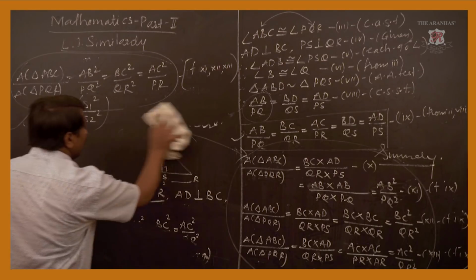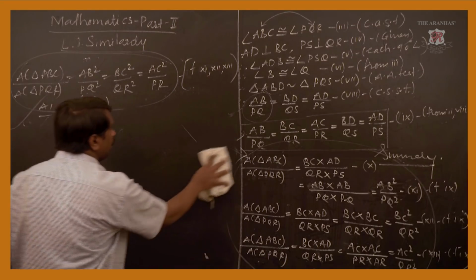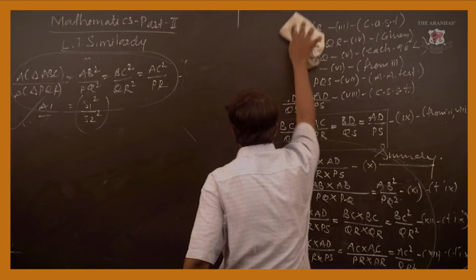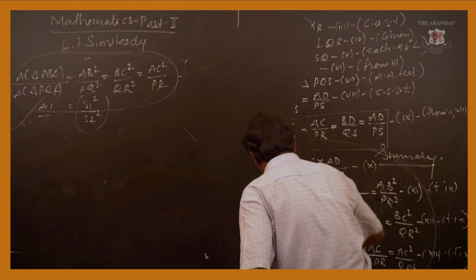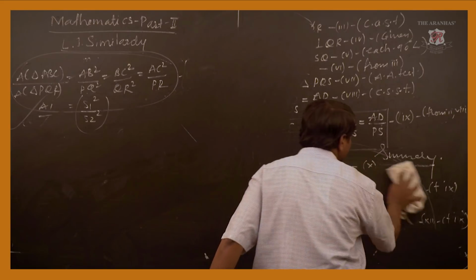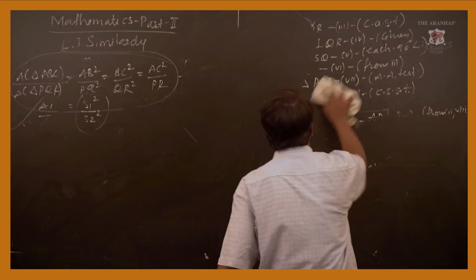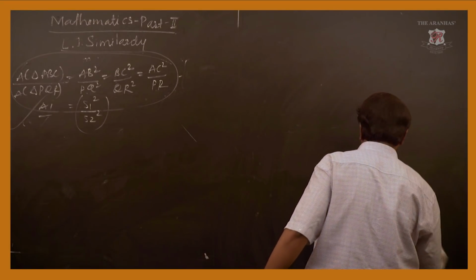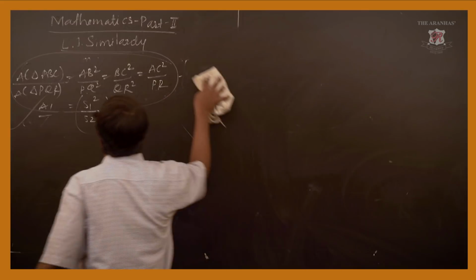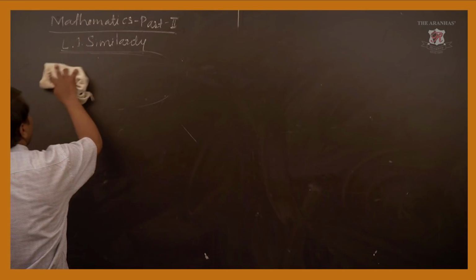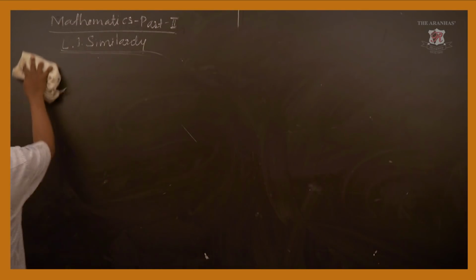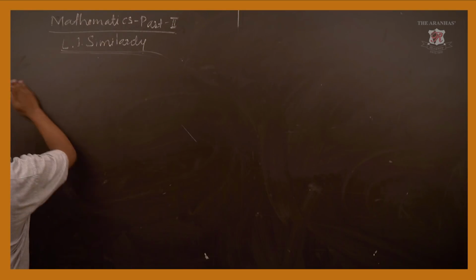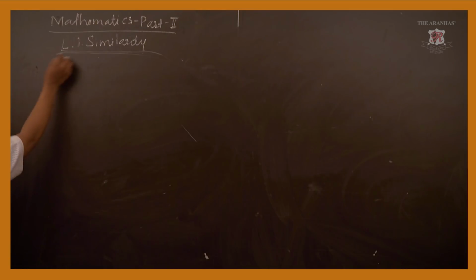In short it was written A1 upon A2 is equal to S1 square upon S2 square. S1 and S2 represent all three pairs of the corresponding sides. Again, as a revision, let us see what we saw.